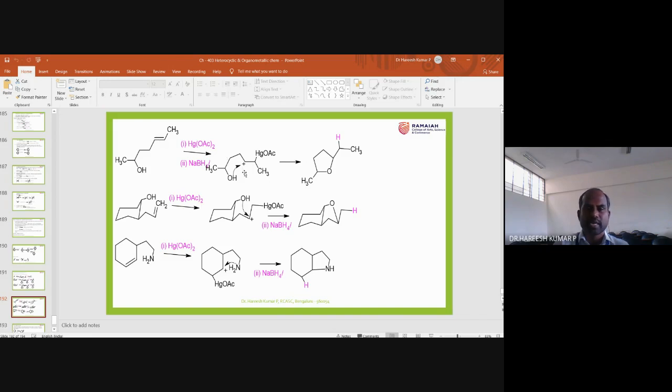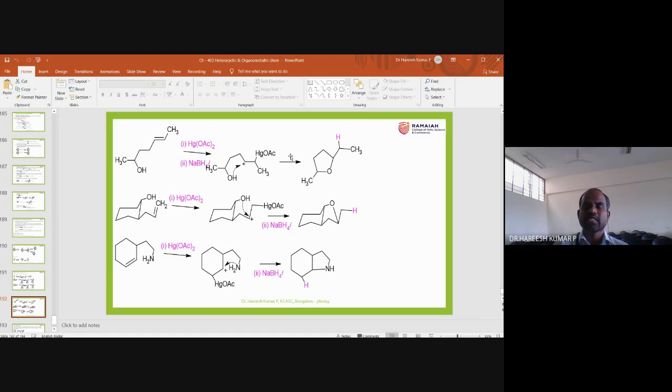That's what I have written here. This carbon attains a positive charge. Since there is a positive charge, the lone pair present on this oxygen, the bond pair, can attack this carbon and form a bond. Tetrahydrofuran is the product.